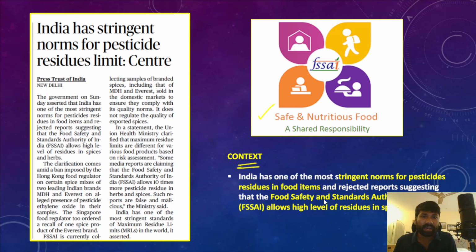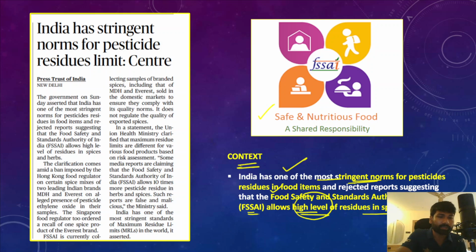Okay, now briefly understand the context of this particular article. It says that India has one of the most stringent norms of pesticide residue in food items, held by the government and the Food Safety and Standards Authority of India. It is said that the false claims are claiming that the Food Safety and Standards Authority of India allows a high level of residue in spices and other herbs, because spices and spice-related products are rejected in other countries because of higher pesticide residue content.